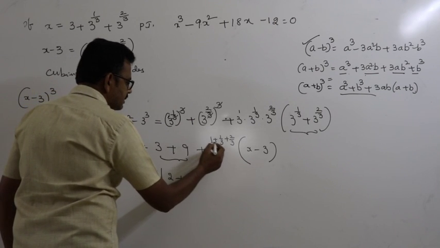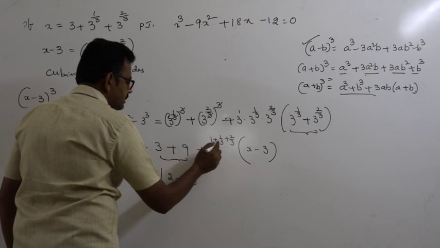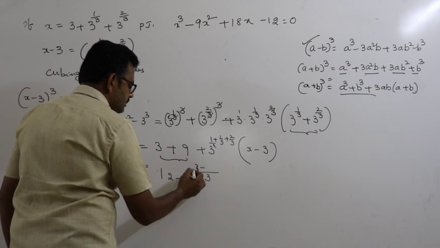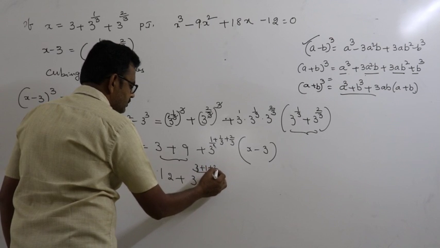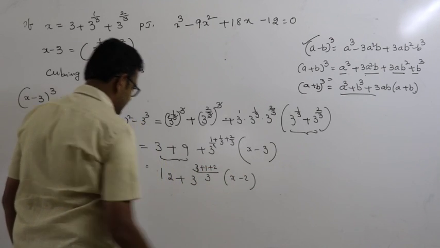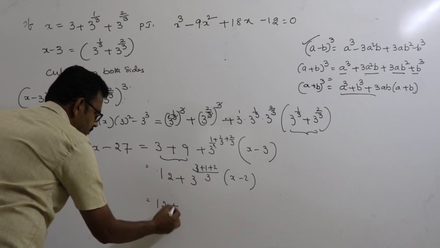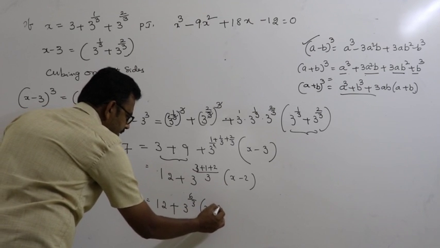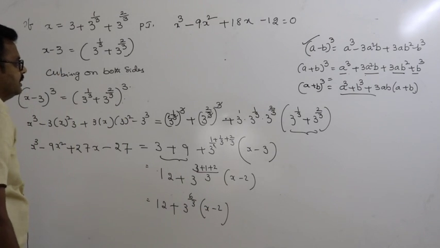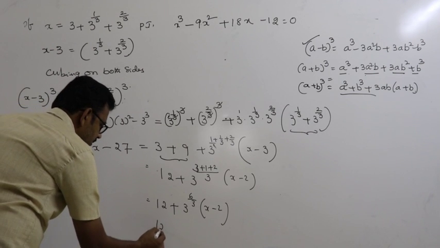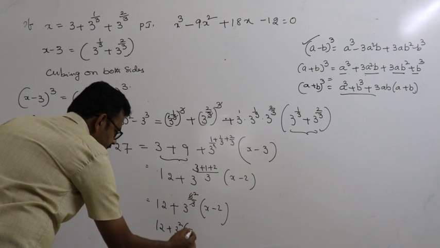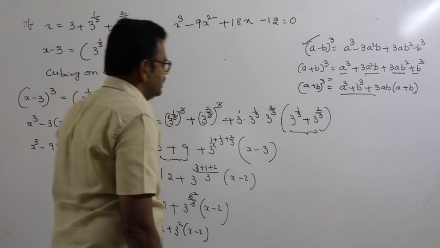So 3 is the LCM. This is 3 by 1. So this is 3 plus 1 plus 2 into x minus 2, that equals 12 plus 3 power, the whole thing, 6 by 3 into x minus 2. That is 12 plus 3 square, 2 times 3 square of x minus 2.